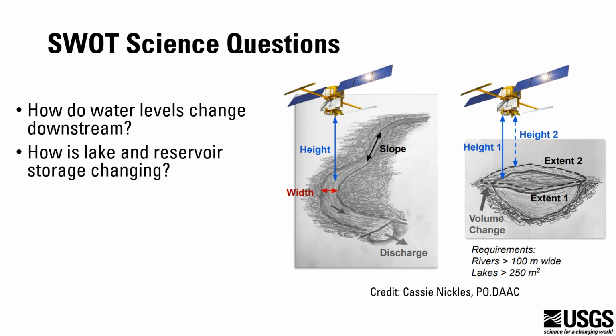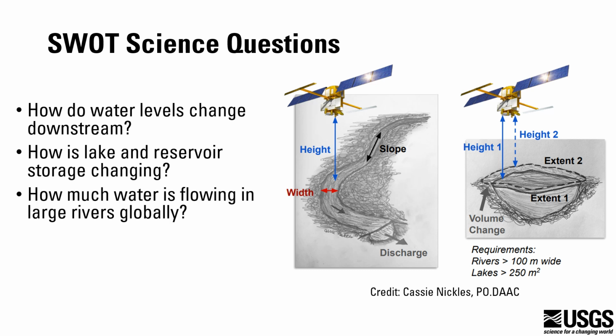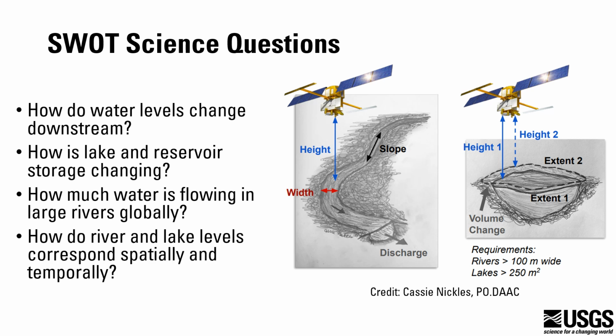Another question is looking at lake and reservoir storage change at a global scale, as well as water storage change in rivers globally. We can also relate rivers and lake levels as well as other parts of the hydrologic cycle to see how they correspond spatially and temporally through SWOT.